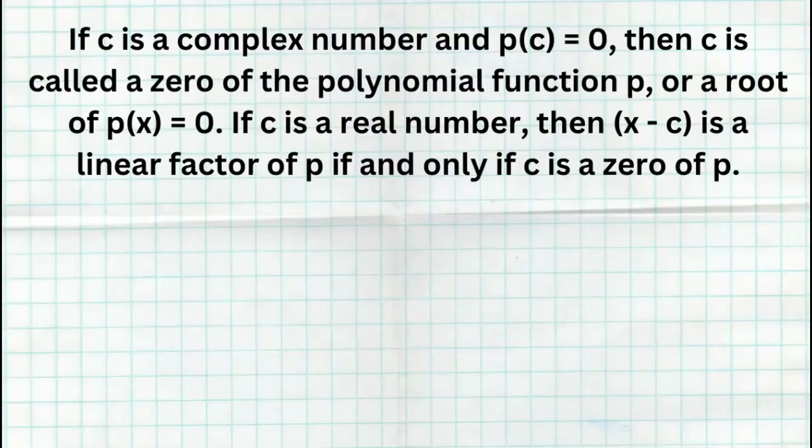All right, so if c is a complex number and P of c equals 0, then c is called a zero of the polynomial function P, or a root of P of x equals 0. If c is a real number, then x minus c is a linear factor of P if and only if c is a zero of P. I know that was a lot. That's a pretty big standard from the AP Precalculus curriculum, but let's dive into that a little bit more.